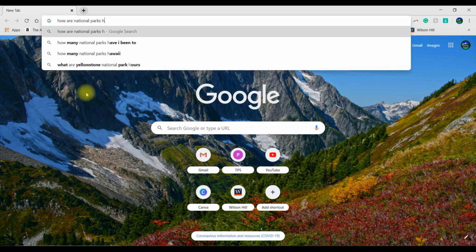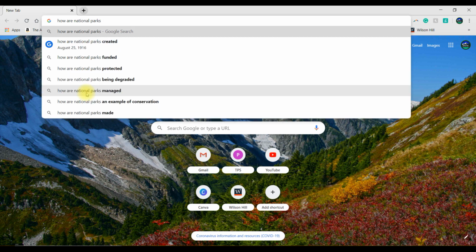How are national parks H? How many national parks have I been to? Well, that can really depend. And how many national parks are in Hawaii? There are 2 actual national parks, and I believe there are 8 national site units in total.